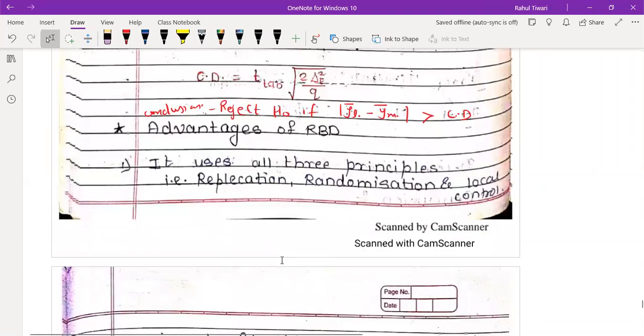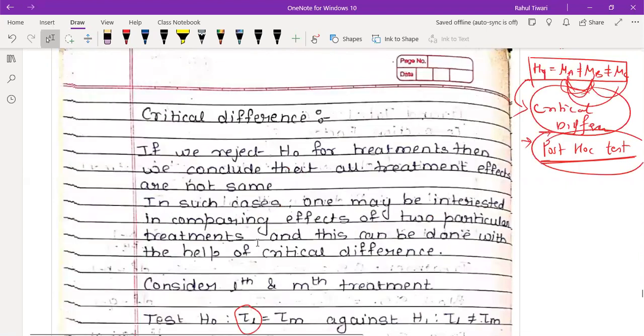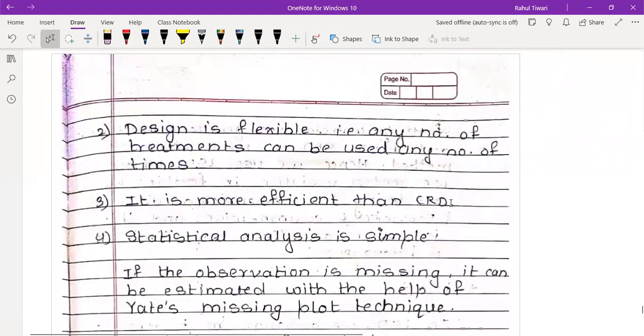Then there are certain advantages. The very important thing is that this method uses all three principles: replication, randomization, and local control. The design is flexible, that is, any number of treatments can be used in any number of times. As I mentioned, I can replicate any treatment in any block. That is the second advantage. It is more efficient than CRD because your data is moving in two-way direction. One will be block, one will be treatment.